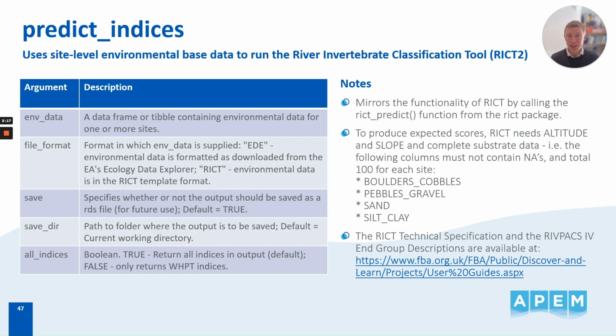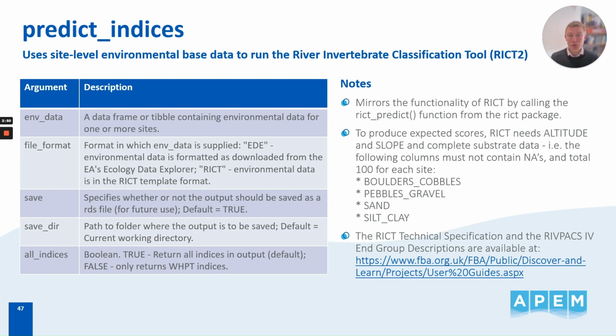However, in recent years, the functionality of RICT has been mirrored in R using a new package called RICT. And to leverage the use of that new RICT package within the HE Toolkit, we've developed a wrapper function called predict indices, which calls the RICT predict function and allows us to calculate expected macroinvertebrate indices for one or more sites of interest.